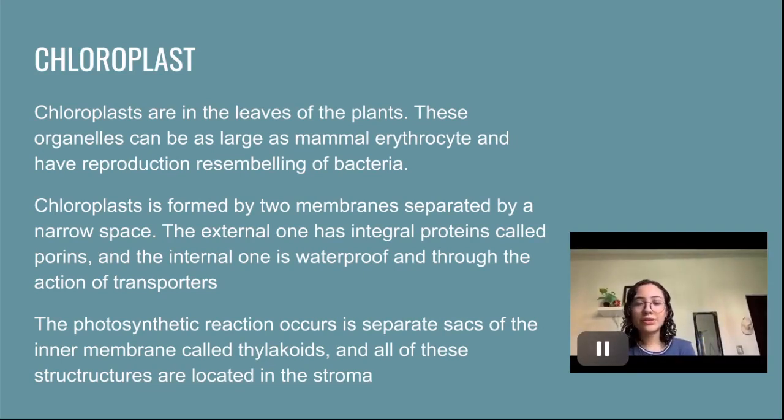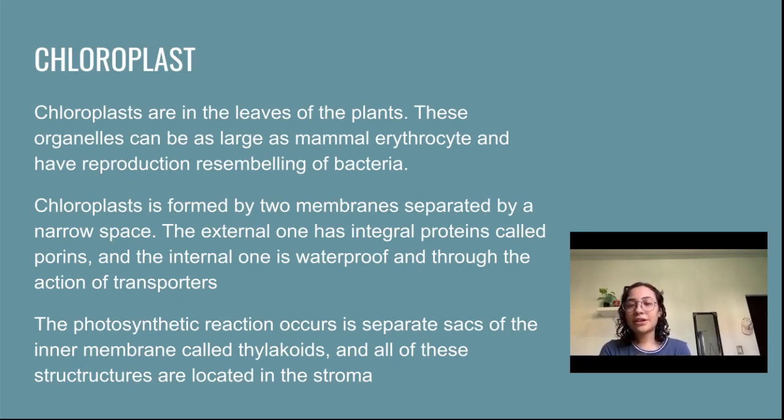Chloroplasts are in the leaves of the plants. These organelles can be as large as mammal erythrocytes and have reproduction resembling that of bacteria. Chloroplasts are formed by two membranes separated by a narrow space. The external one has proteins called porins, and the internal one is waterproof and works through the action of transporters.